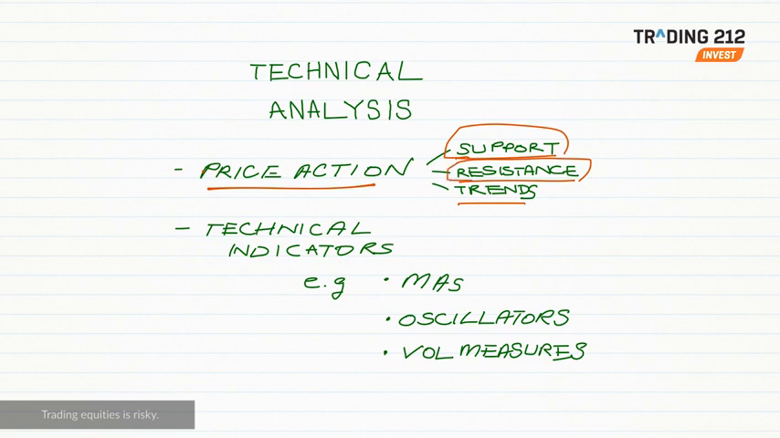And alongside recognizing price action, we have a host of technical indicators available to us, and you'll find all the key ones in Trading 212's app, things like moving averages and oscillators and measures of volatility. And by volatility, we mean how much price has been moving. So for all these things, price action and technical indicators, these are just looking at price charts with no recourse to the fundamentals.